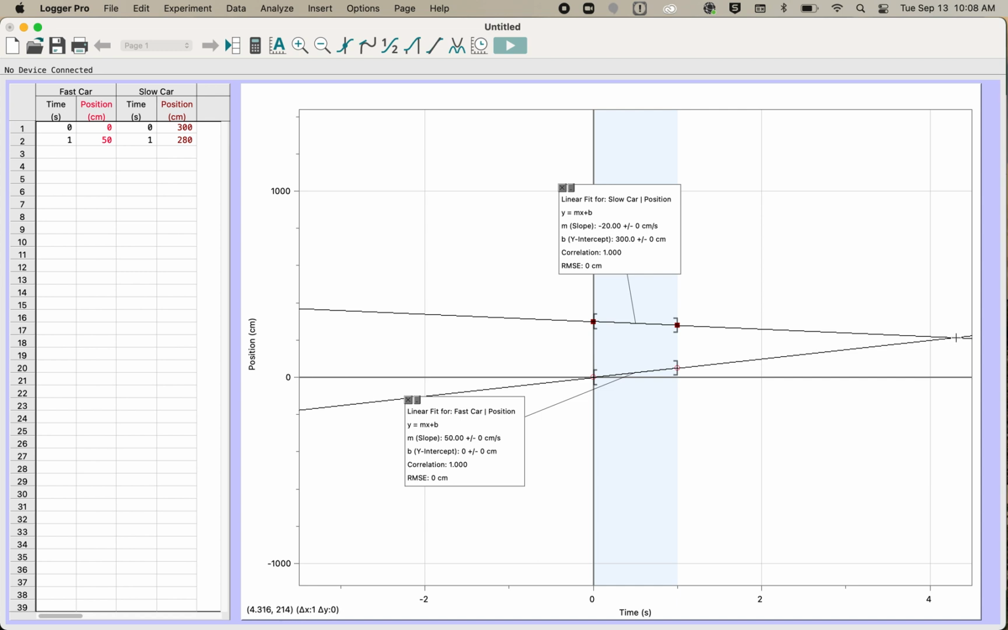If I put my cursor over that location and then check down here in the bottom left-hand corner, I can see that I can expect these two cars to collide after 4.301 seconds, so after about 4.3 seconds, and 211 centimeters from the origin, which is where my fast car is. So if I line that up there, I can assume roughly around 4.3 seconds and around 212 centimeters from the fast car, we would expect these two to collide.